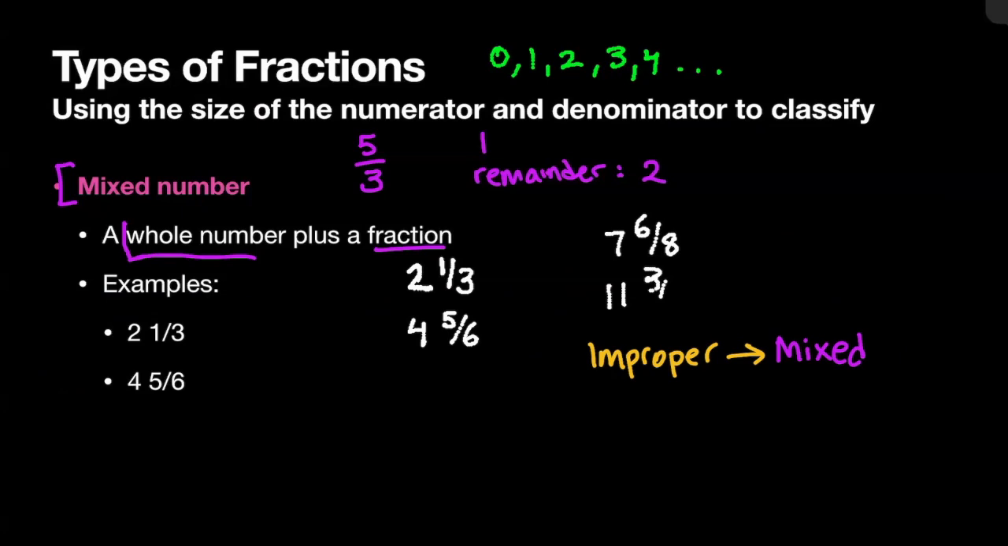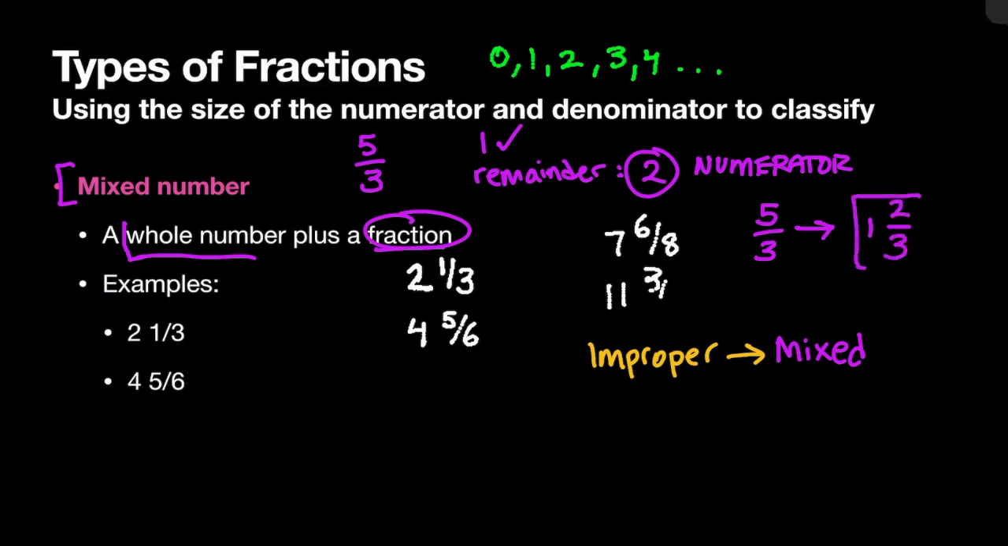Because 3 can go into 5 only once, this will be our whole number, and the remainder will be the numerator of our fraction part. So therefore, 5/3 can be written as 1 and 2/3. That is our mixed number for 5/3.